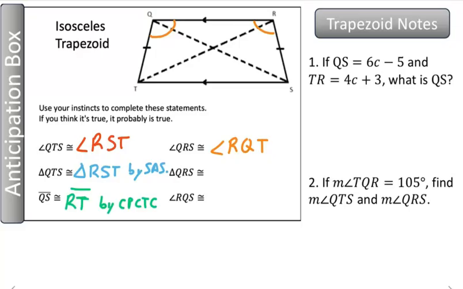All right, if those two angles are congruent and you use the reflexive property for QR, then we can say that triangle QRS would have to be congruent to triangle RQT. And that's side angle side again.